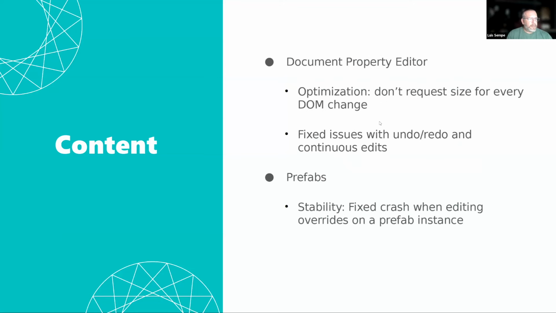Then on the Document Property Editor, this is the technology that drives when you modify properties on an entity, when you are inspecting all the values in an entity. Whenever you made a change, it was requesting the size for all the widgets in the property grid, basically, resulting in a huge slowdown if you had a large number of entities selected. So now this has been optimized to not do that, which did improve the performance by quite a lot.